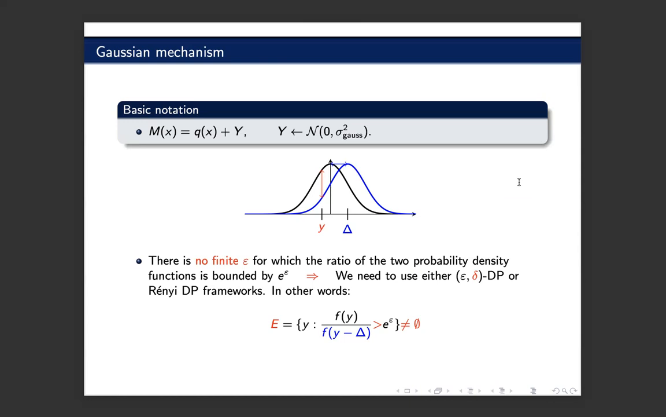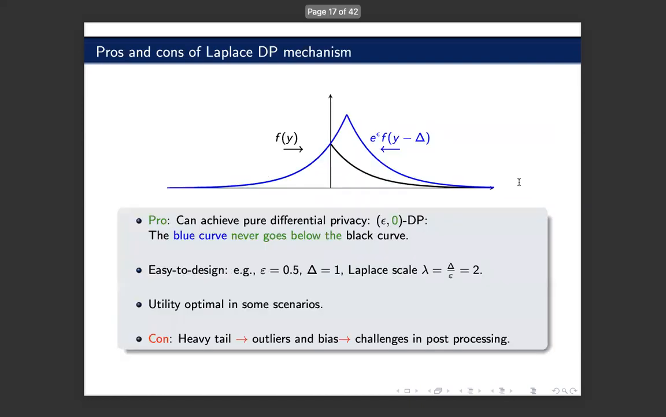We have to find this worst case set E for which the ratio of these neighboring, mean-shifted Gaussians is greater than e to the epsilon, and for sure it is a non-empty set. So this comes down to computing this set to find the delta.